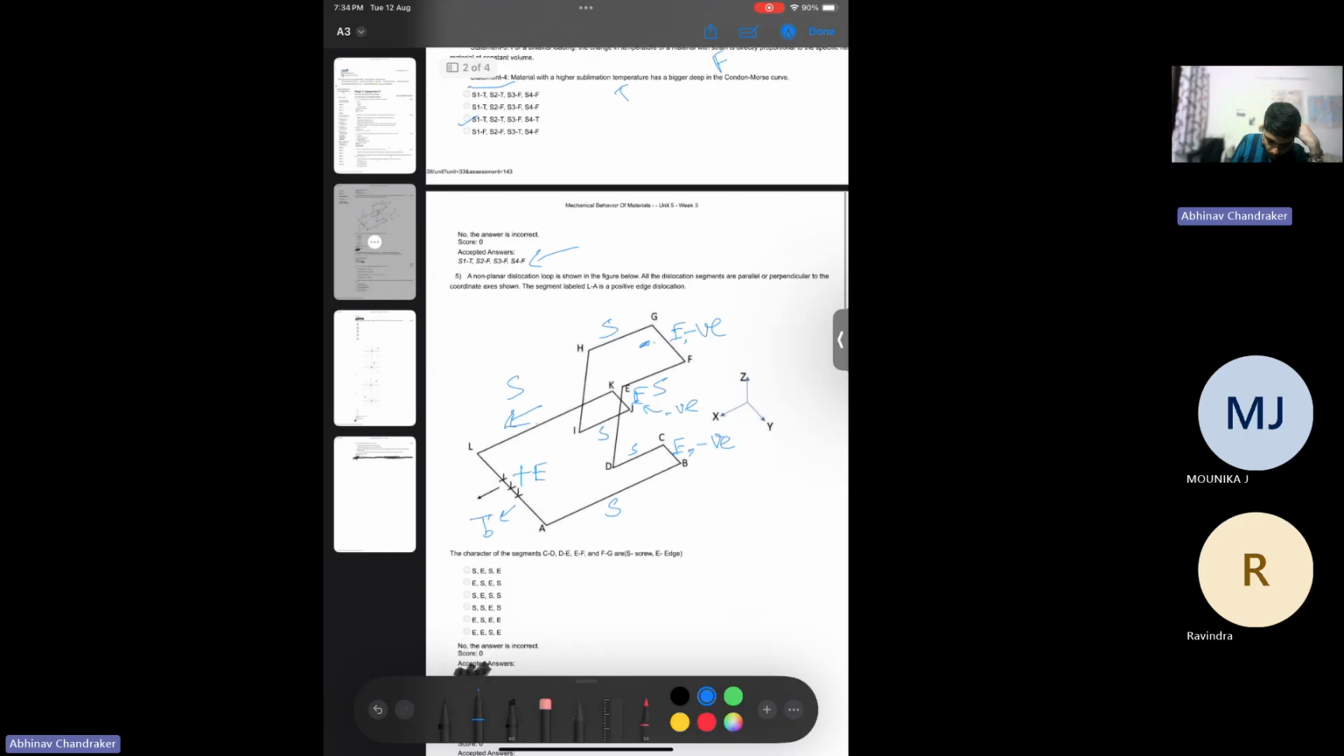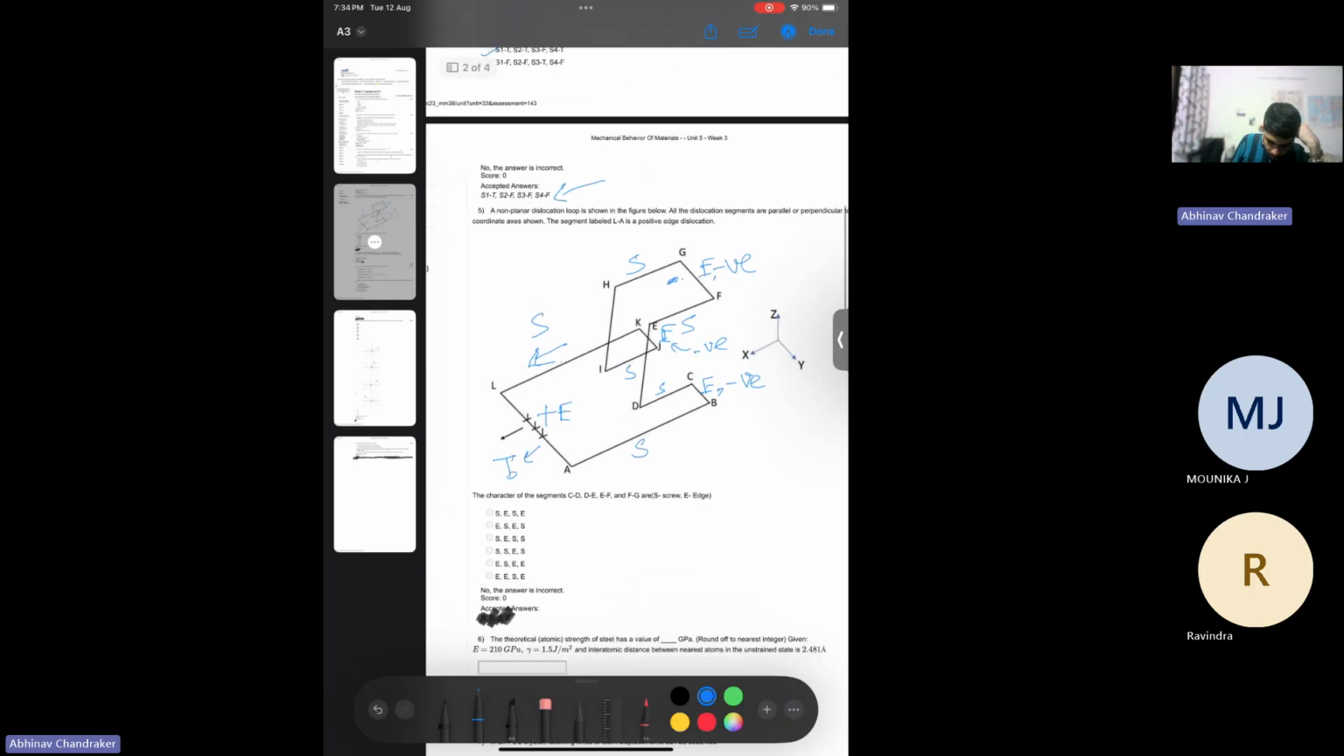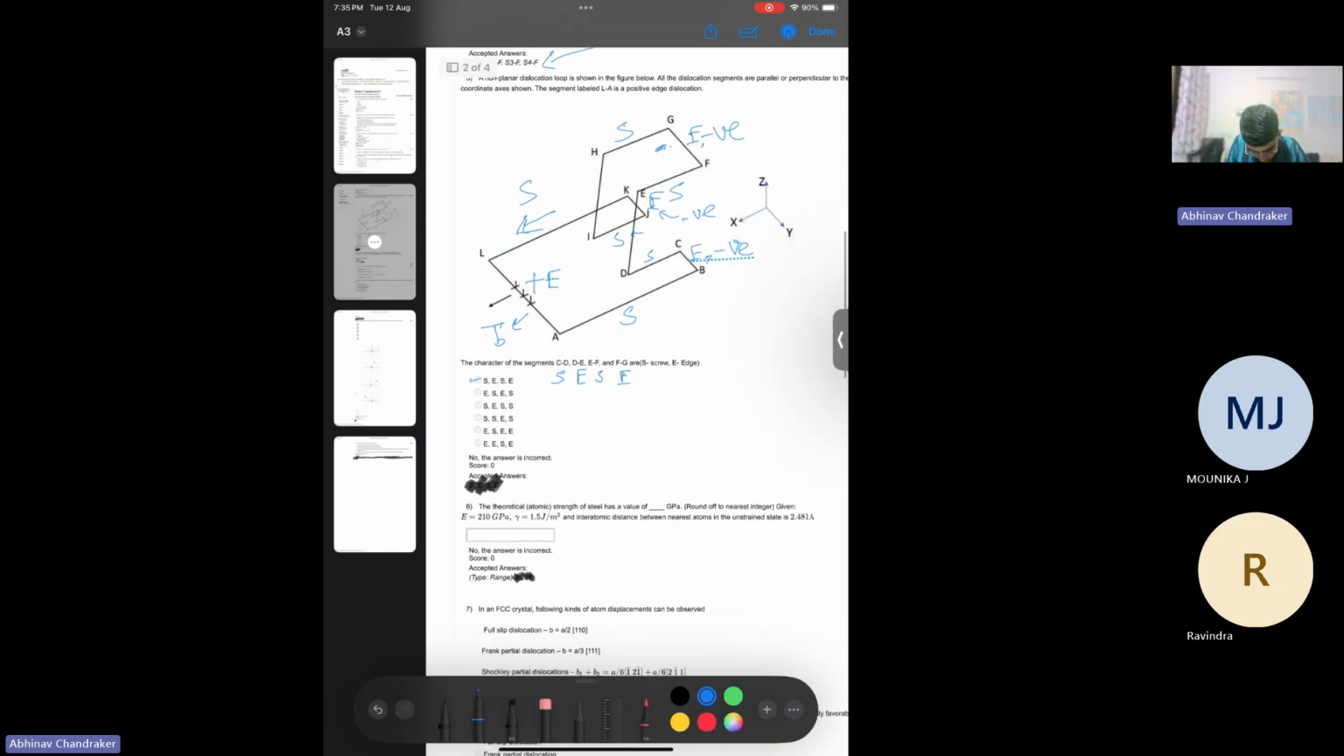So the correct answer here, we don't need to worry about the signs here. So the characters will be CD, screw DE is okay. Here we have not talked about DE. So DE has also the same Burgers vector and it is perpendicular to the line direction. So line is vertical. So this will be edge. DE is edge, EF is screw, FG is edge. So option 1. Let's see if here it's correct. Yeah, matching.